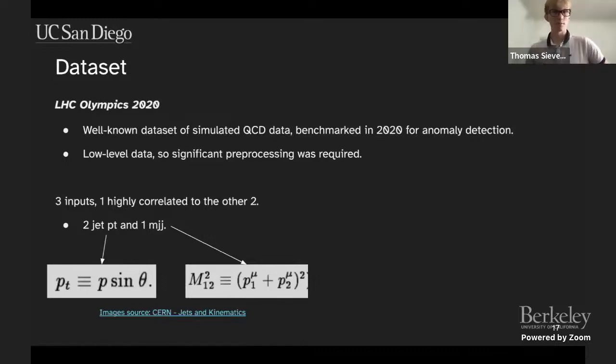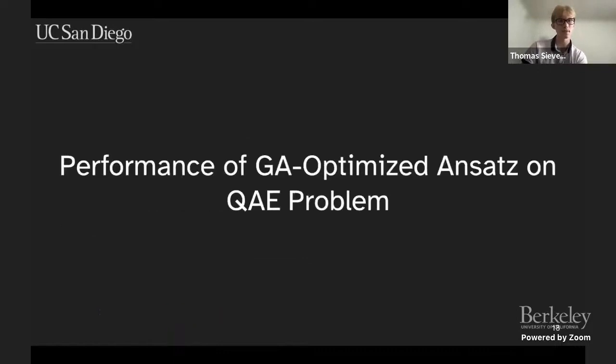Let me give a brief overview of what the data set we're using is. It's this LHC Olympics 2020 data set. This is a particle physics data set, and all of this research is done in a particle physics lab. The details of this are not super important. The one thing that is interesting to note for later on is that what we decided to use for this data set is only 3 inputs, and one of those inputs is highly correlated to the other 2. So it's a very simple machine learning problem, and that will become important when we look at the results.